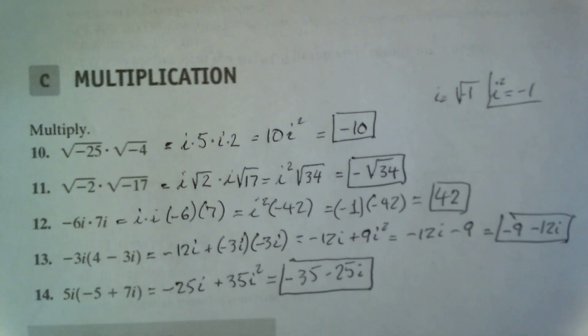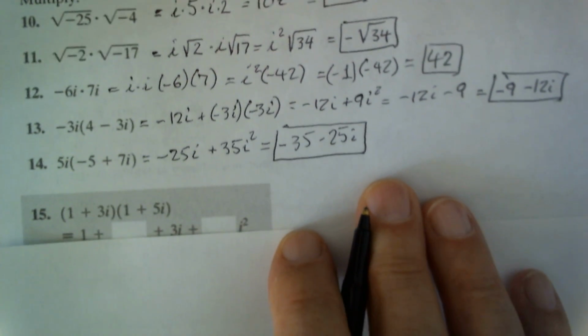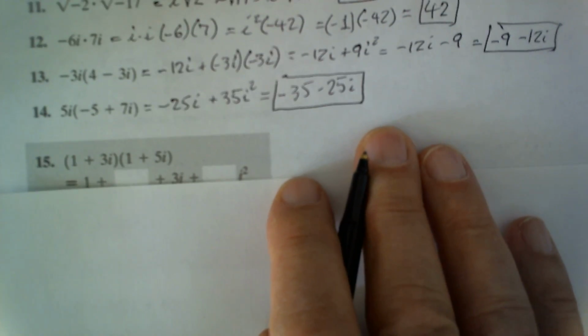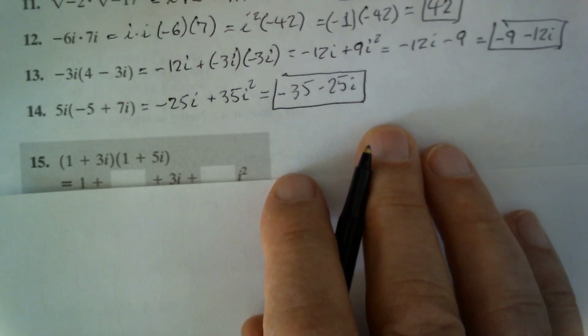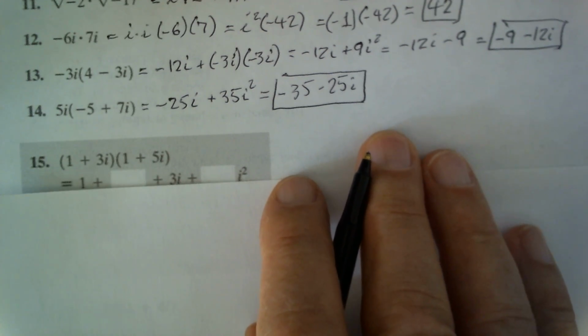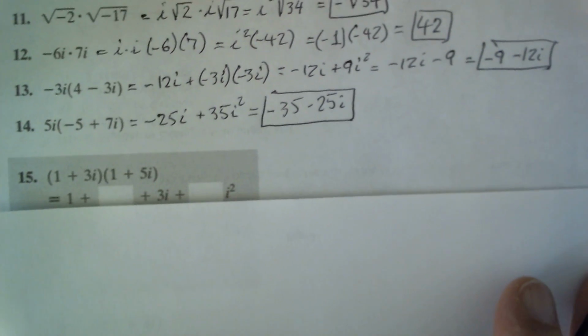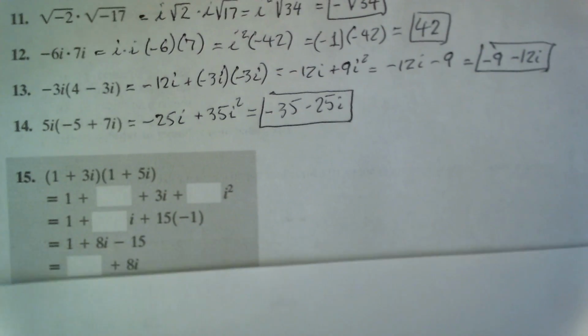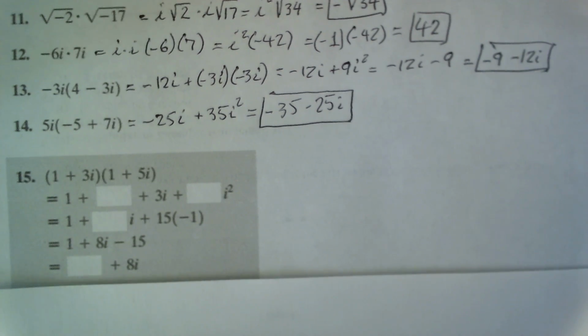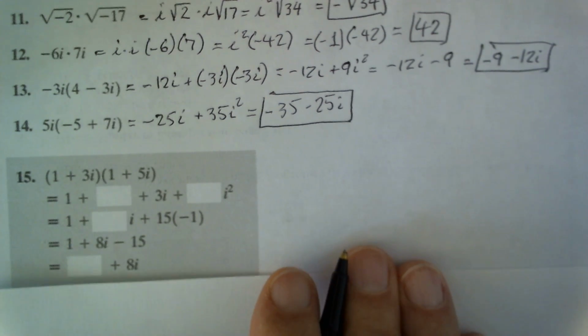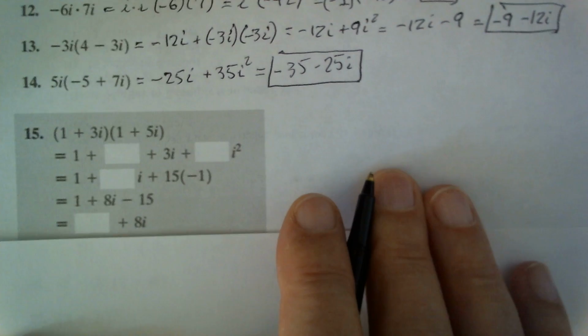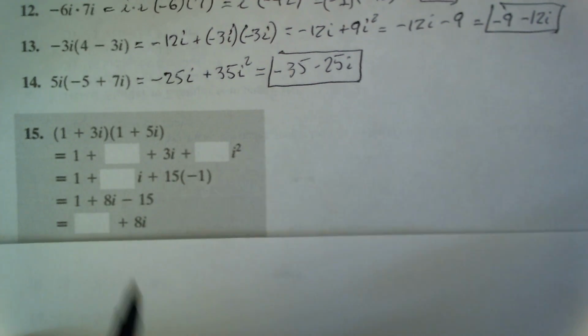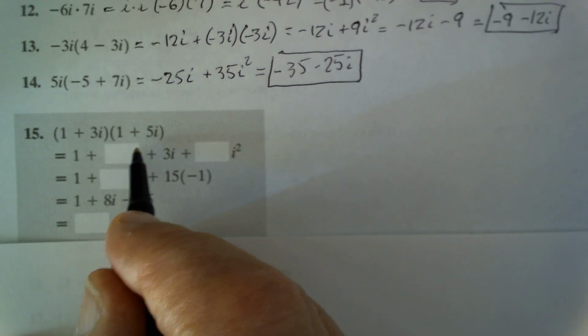So as you can see, the operations with complex numbers are fairly straightforward. The addition, subtraction, multiplication. Again, the important thing to keep in mind is to remember what i squared is, that i squared equals negative 1. So here's a guided solution, number 15. So here we have multiplying two complex numbers: 1 plus 3i times 1 plus 5i.